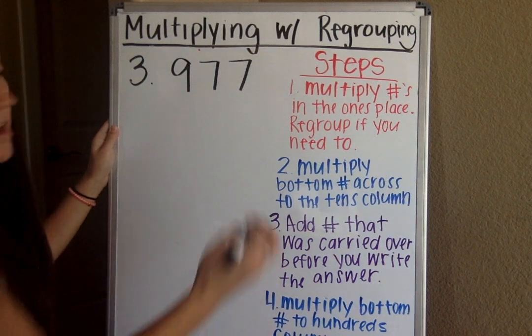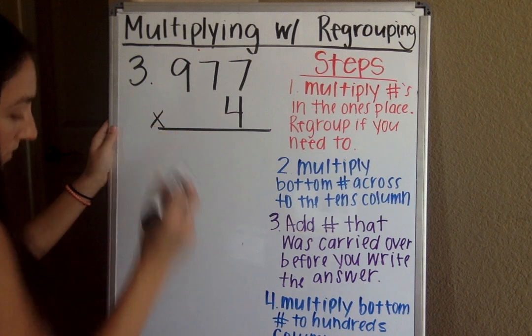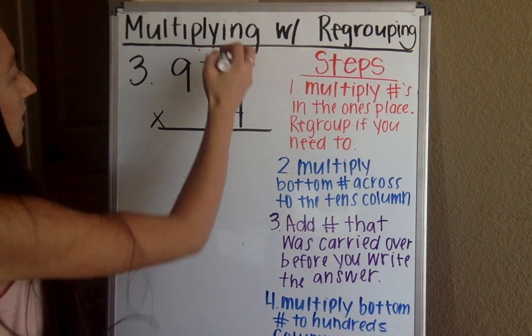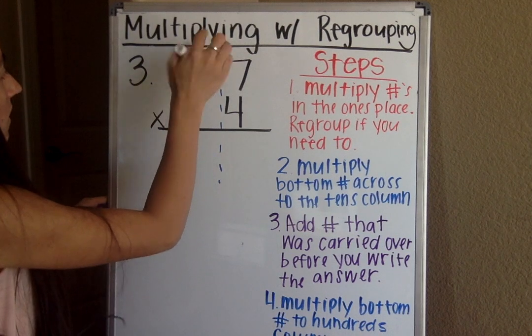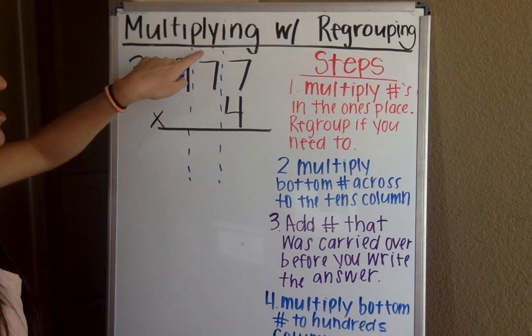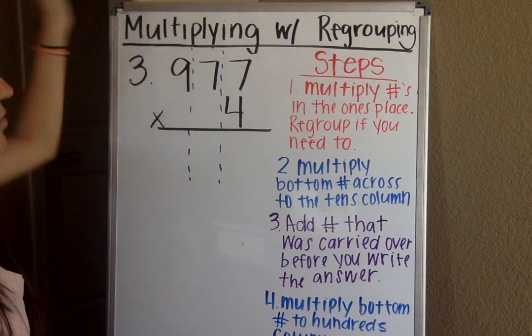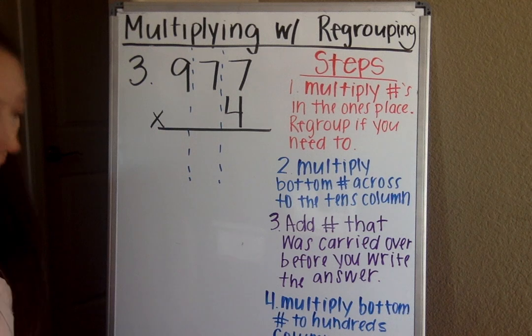So the next one is 977 times 4. So start it off like that. I am going to draw my columns. It is good that you draw your columns higher up here, so then if there is something to regroup or carry over, you can put it within that group.